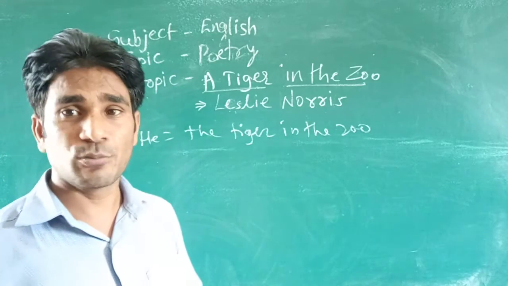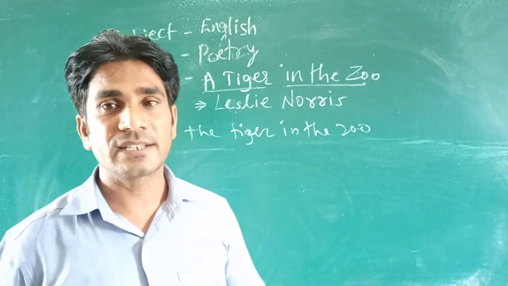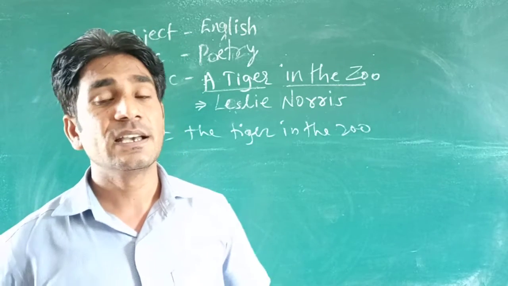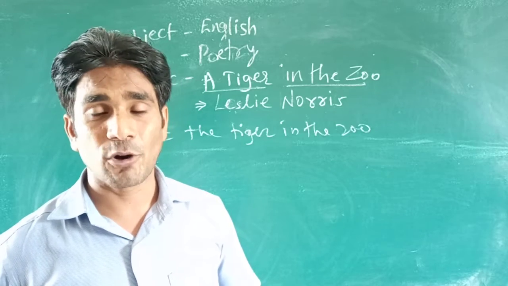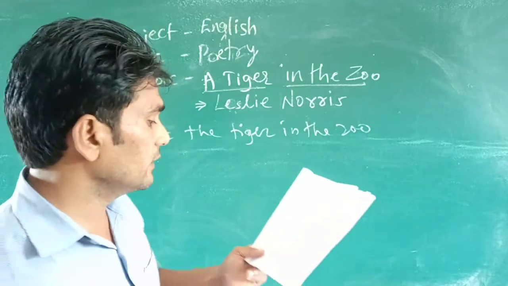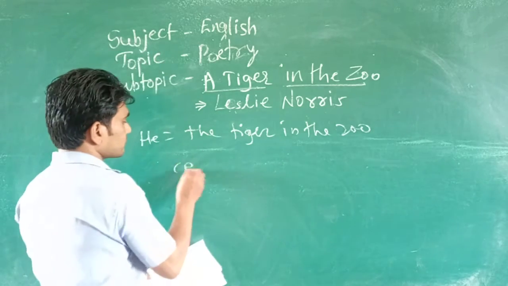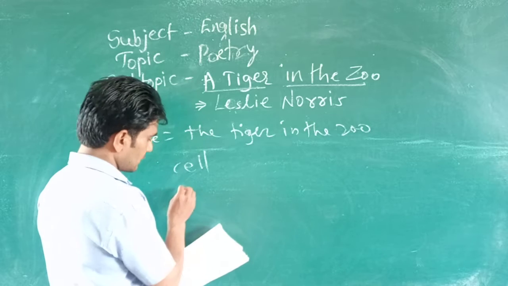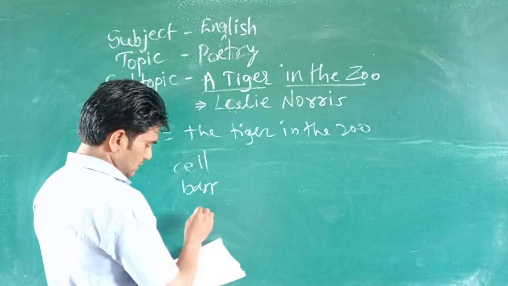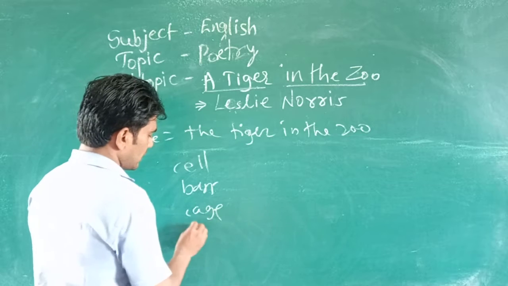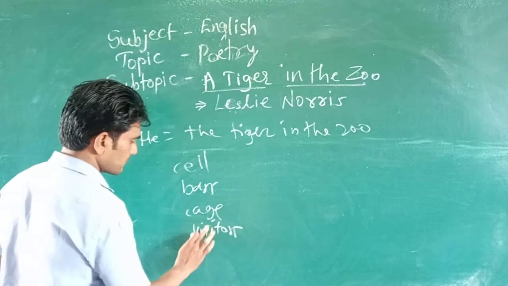Behind the bars, you might have understood. Okay, bars, जो सलाखें होती हैं सेल में, that is called here bars. Means simply you can say cell or bar, that means jail, prison, cage for tiger. So then here look at there the cell, bars, cage and visitors. Okay, visitors.